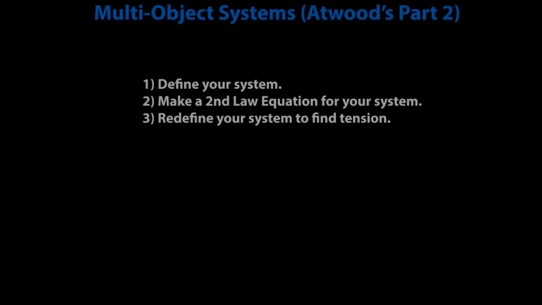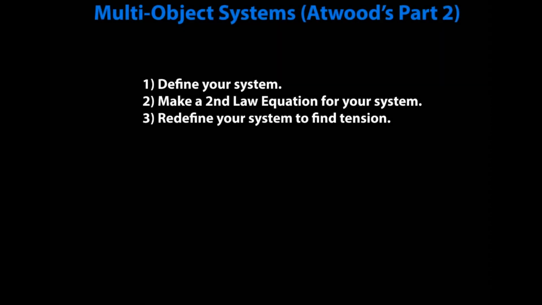Everyone, welcome back. Today we're going to do a modified Atwood's machine, which is another very common system in the first year physics course. And again, we're going to use a system I already defined earlier. 1, define your system. 2, make a second law equation for your system. And 3, redefine your system in order to find any tensions that you want to find.